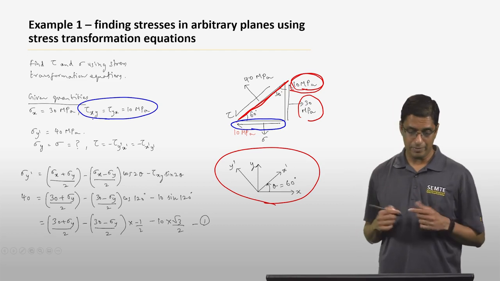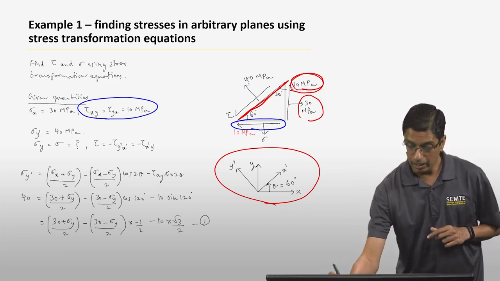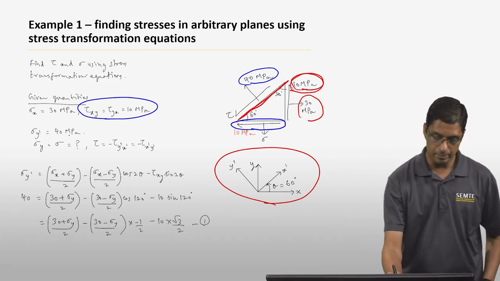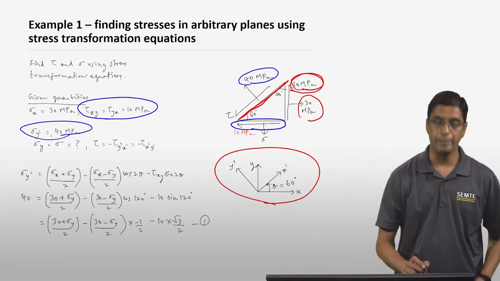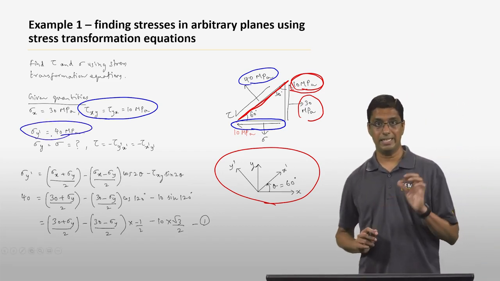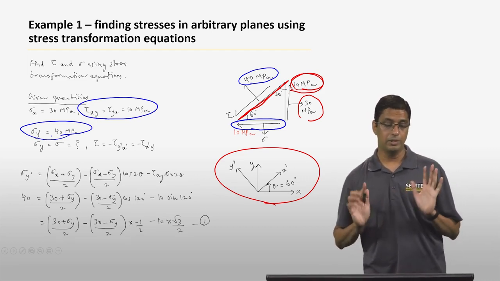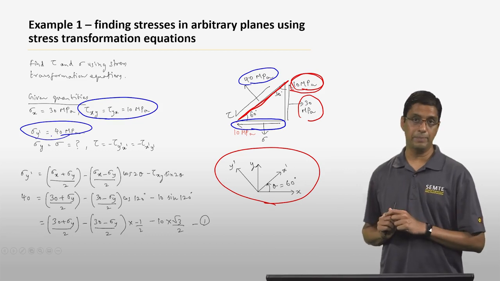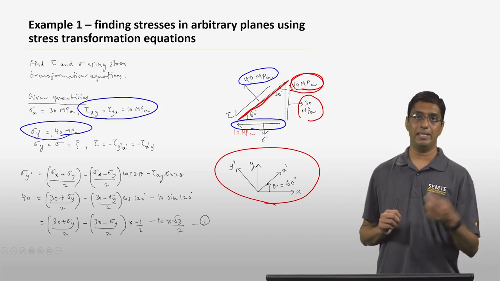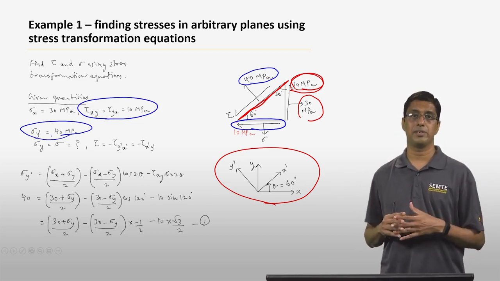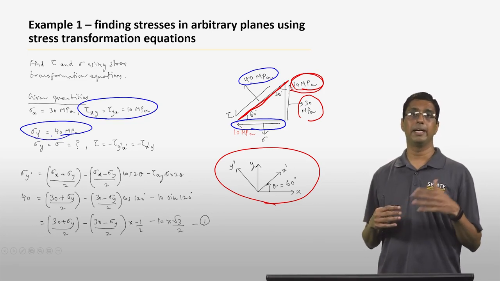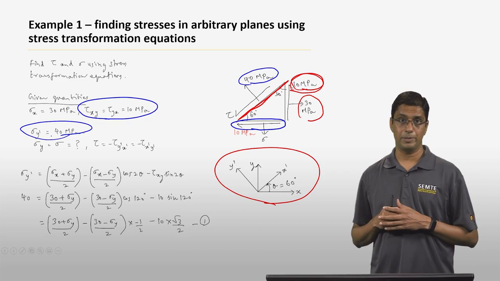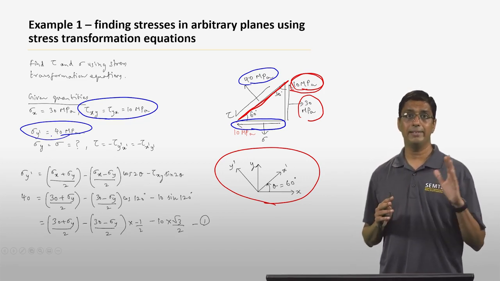Apart from that, we know what is the normal stress on the inclined plane. So sigma y prime is 40 MPa, because the normal to the inclined plane is the y prime axis. So these are the things that we know. So what is unknown? We don't know sigma, and sigma is nothing but sigma y, because that is the normal stress on the plane whose normal is the y axis. The second thing that you must note that we don't know is tau.